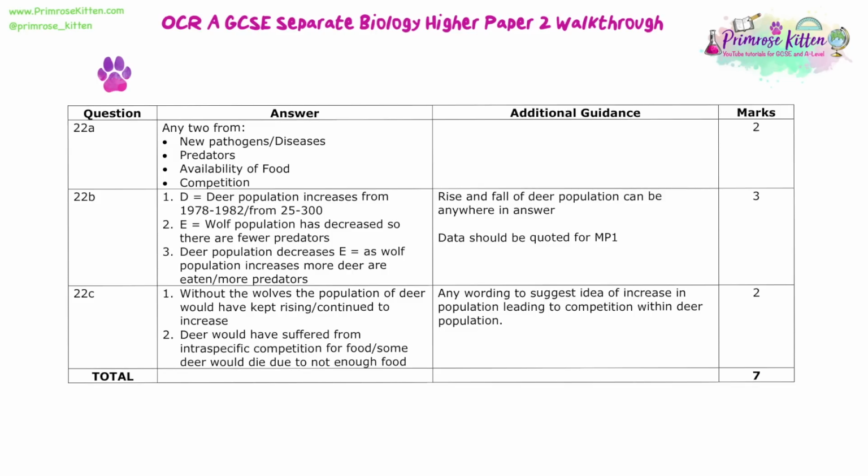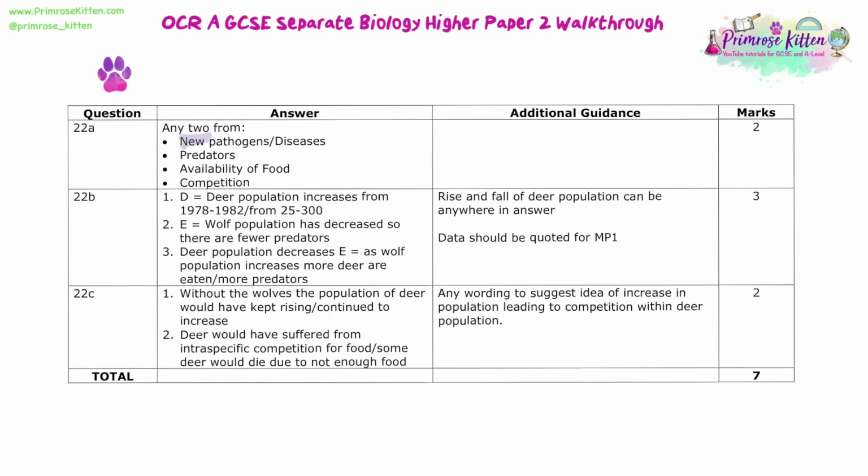Okay, so the mark scheme for question 22. The only thing I would say for the biotic factors is think about new pathogens and diseases. We need to be careful about saying that because often they can be resistant to pathogen diseases that come around all the time. But if a new disease comes, it's less likely that they will all be resistant to it, and then that can have a bigger effect on the population.